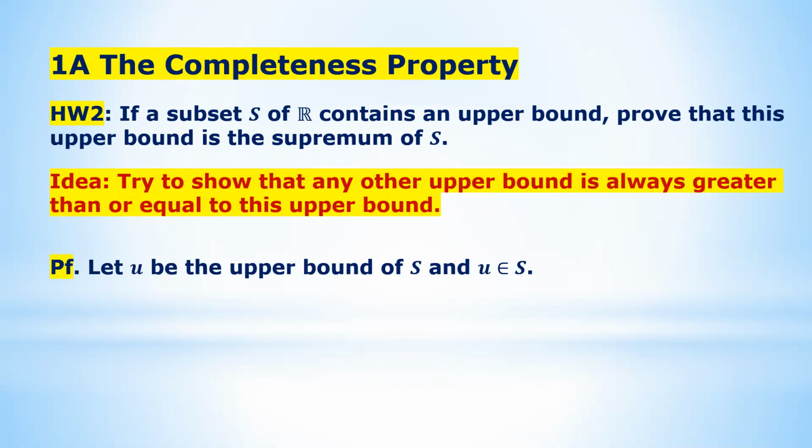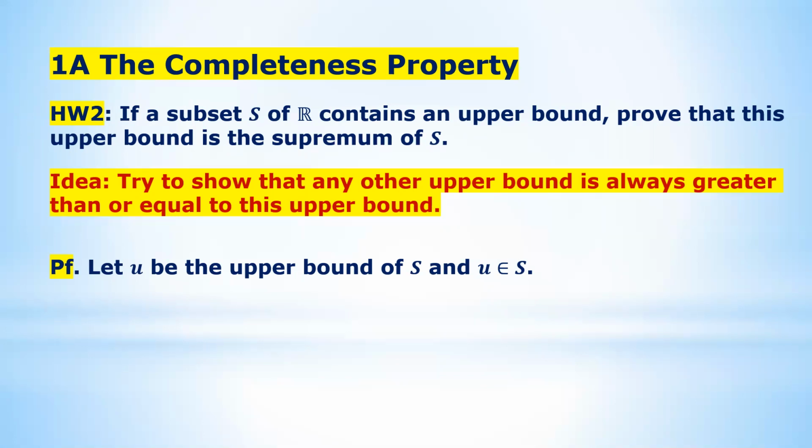So you think about the problem. There is an upper bound, right? They talk about an upper bound. So let's say that this upper bound is denoted by U. This is the upper bound of S. And by the assumption, we're talking about an upper bound that belongs to S. So let's assume that U belongs to S. Okay, so what we want to prove is that this is a supremum. This means that we want to show that U is the least upper bound.